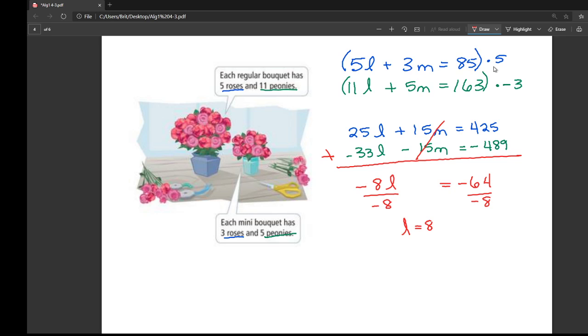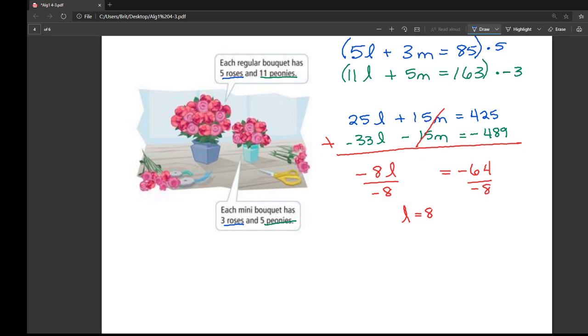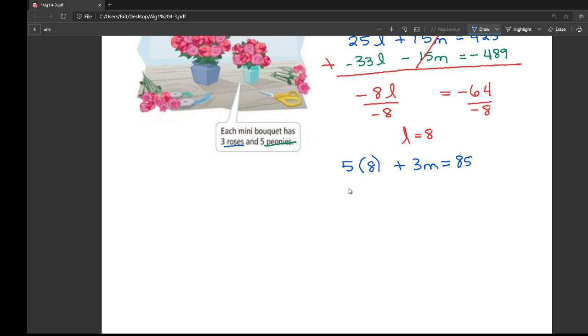And again, I could pick whichever equation I want out of these four. I'm going to go ahead and pick the first one, and I'm going to substitute in an 8 where the L is. So here, 5 times 8 is 40. And to isolate M, I need to subtract that 40 from both sides of the equal sign. So I have 3M equals 45.